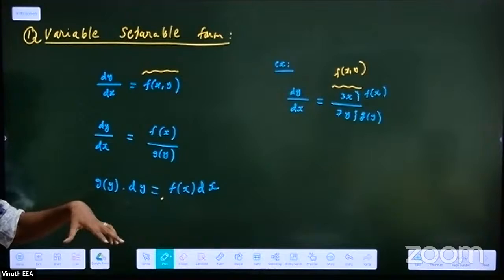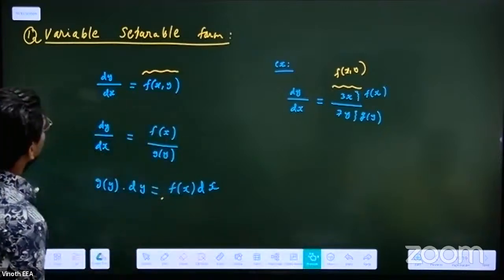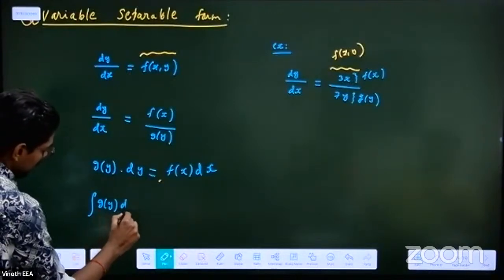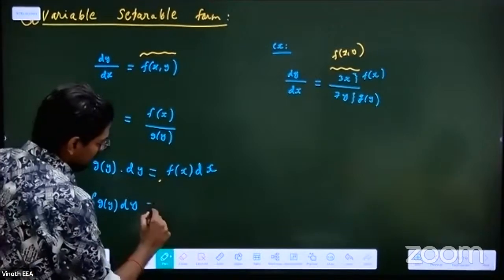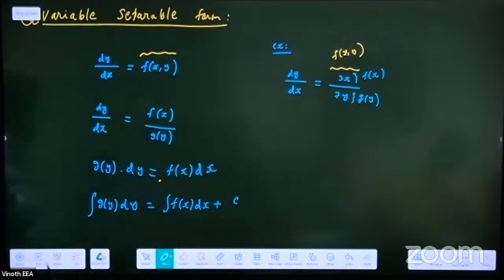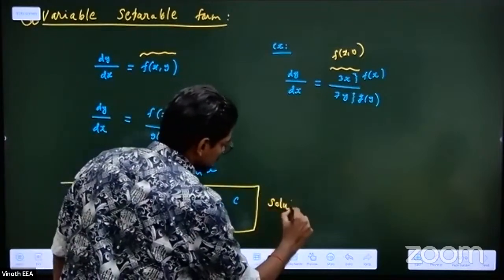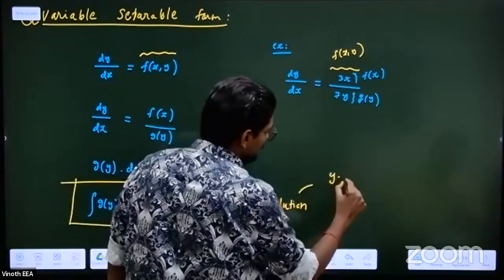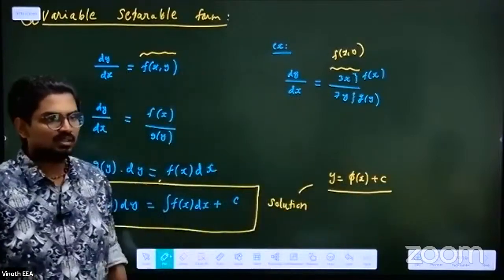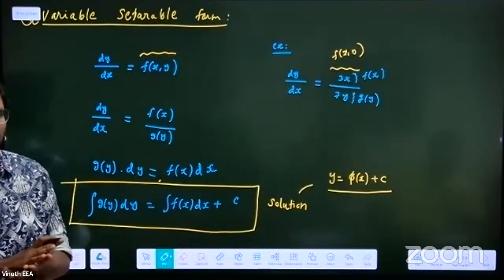Once after splitting all the terms to one side, now integrate it. I will write it in another step. Now I'm going to integrate this. This side integration, I'm going to do with y. This side integration, I'm going to do with x. Then add an integrating constant to it. That's it. This will be my solution. இதை நான் சால்வ் பண்ணா எனக்கு y is equal to some function of x plus constant அப்படின்னு கிடைக்கும். Y is equal to some function of x plus constant. That constant can be determined with the help of boundary conditions. Okay, boundary conditions will be there in the question.